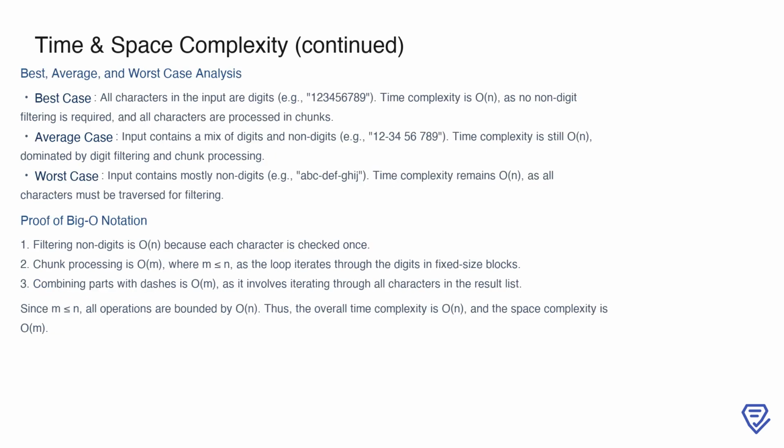Looking at the best, average, and worst-case scenarios, the time complexity remains O(n) across all cases. In the best case, where the input contains only digits, such as 123456789, there's no need to filter non-digits, and all characters are processed directly in chunks. In the average case, where the input contains a mix of digits and non-digits, such as 12-34-56-789, the digit filtering step dominates, but the complexity is still O(n). Even in the worst case, where the input is mostly non-digits, such as ABCDEFGHIJ, the time complexity does not change, as all characters must still be traversed for filtering.